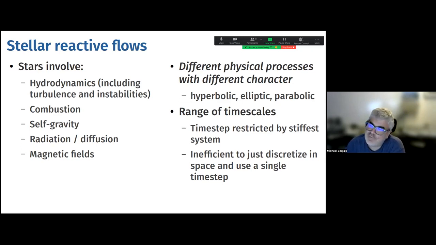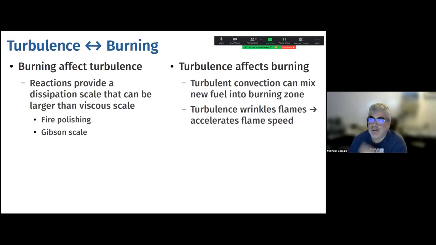I'm going to focus on the problem of reacting flow. So I'm going to focus on the challenges imposed by modeling hydrodynamics and coupling it to reactions at the same time. And just a little bit about some fun ways hydrodynamics and reactions can interact with each other.